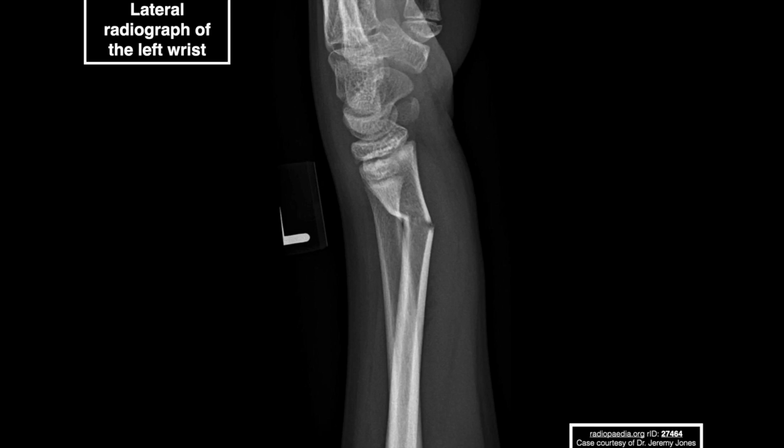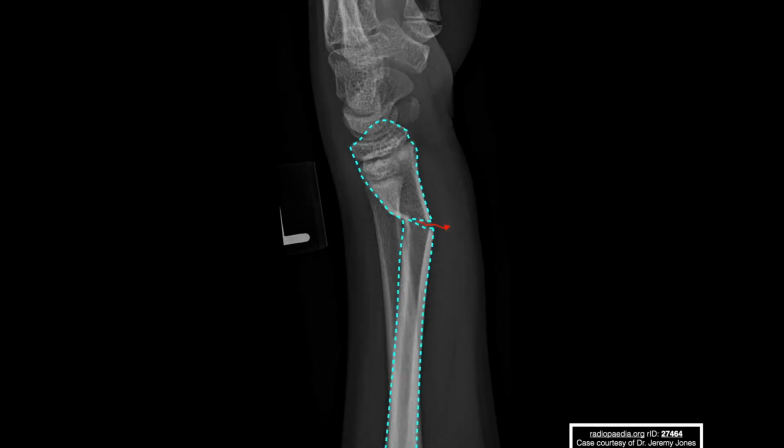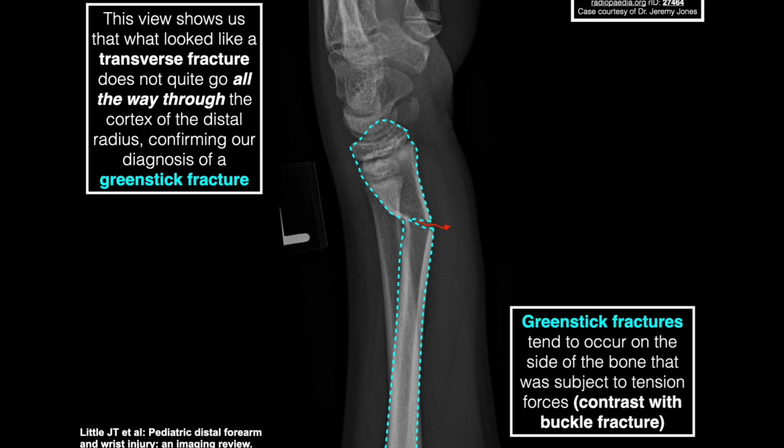If we look on this lateral radiograph of the left wrist, this view shows us that what looked like a transverse fracture does not quite go all the way through the cortex of the distal radius. This confirms our diagnosis of a green stick fracture. Green stick fractures tend to occur on the side of the bone that was subject to tension forces, in contrast to buckle fractures, which occur on the side that was subject to compressive forces.